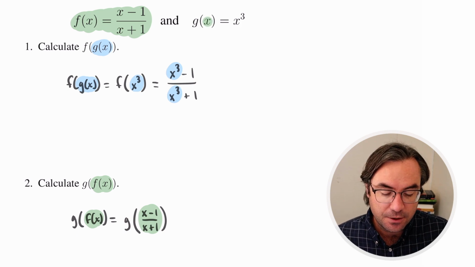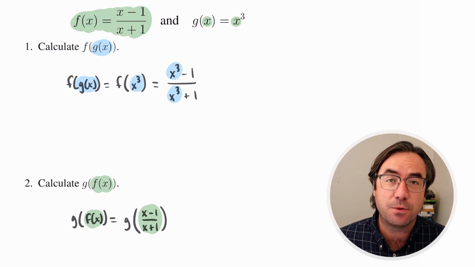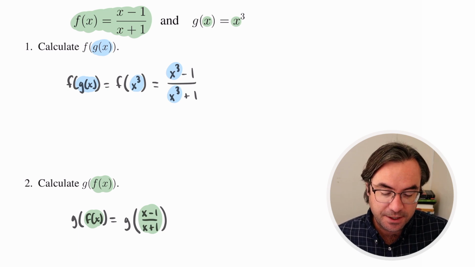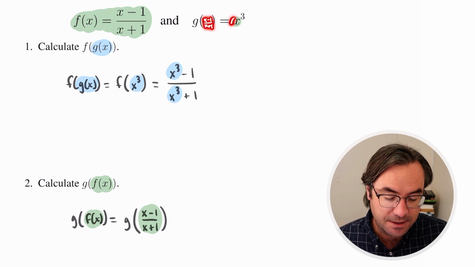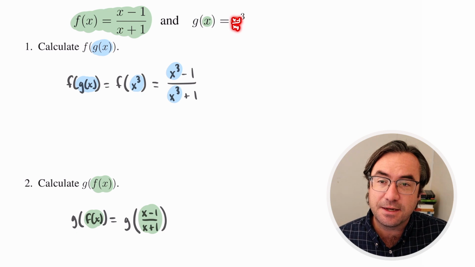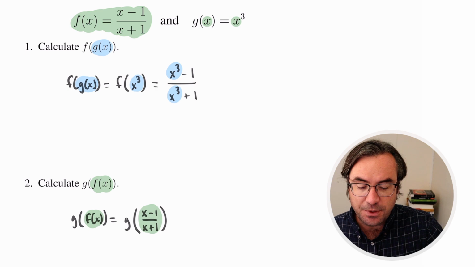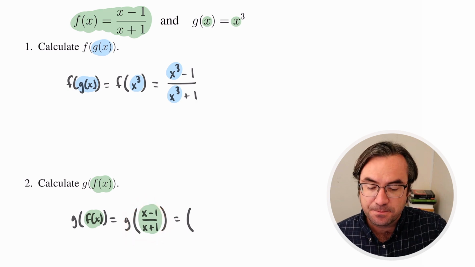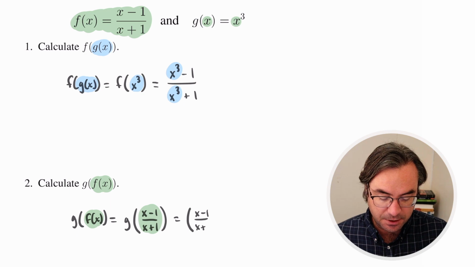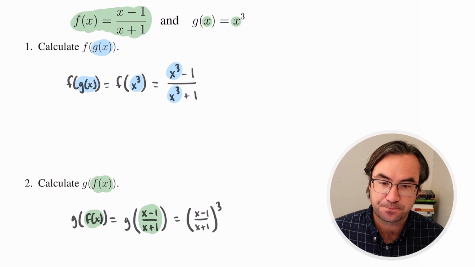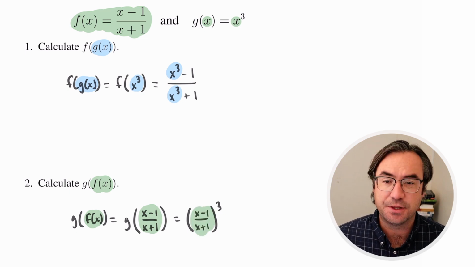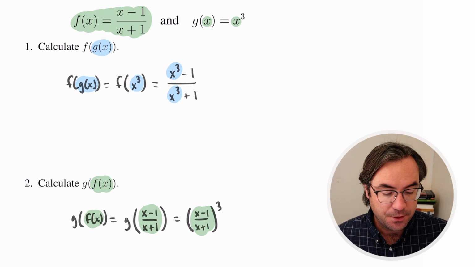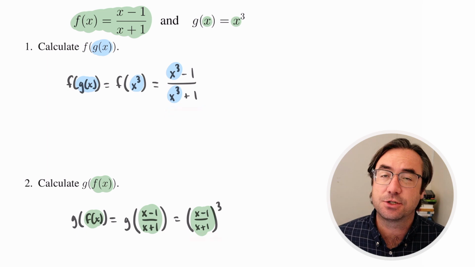In function g, wherever we see an x, we're going to replace it with that entire fraction. Instead of this x here, we replace it with the entire fraction, and the same for this x here. So when we do that, in the first case, we get our function name, and then over here we get x minus 1 over x plus 1, and then that whole thing gets cubed. We plug that entire fraction into the cubed function. And when we do this, we see that these two formulas are actually different.